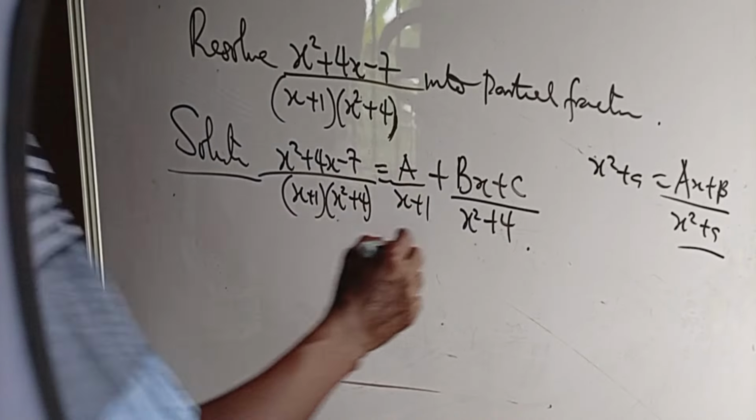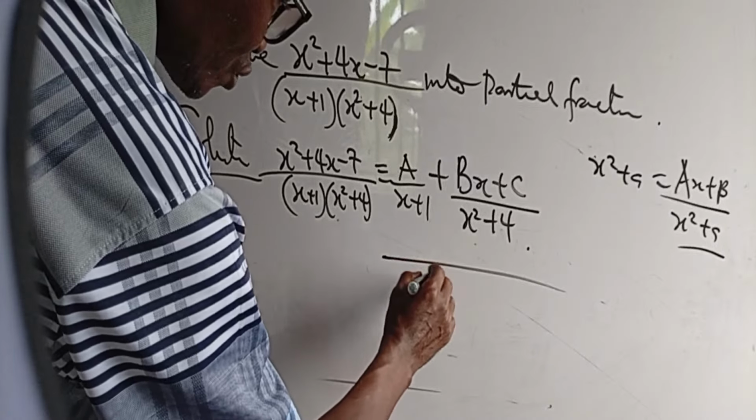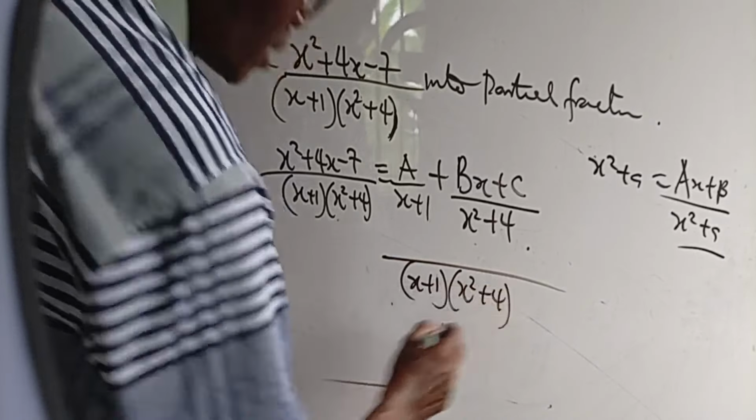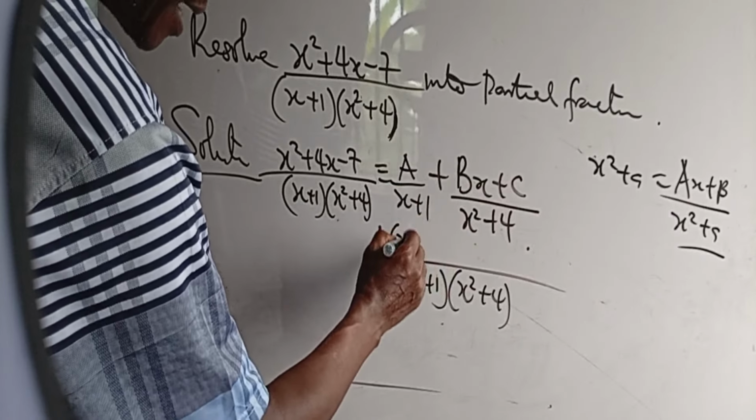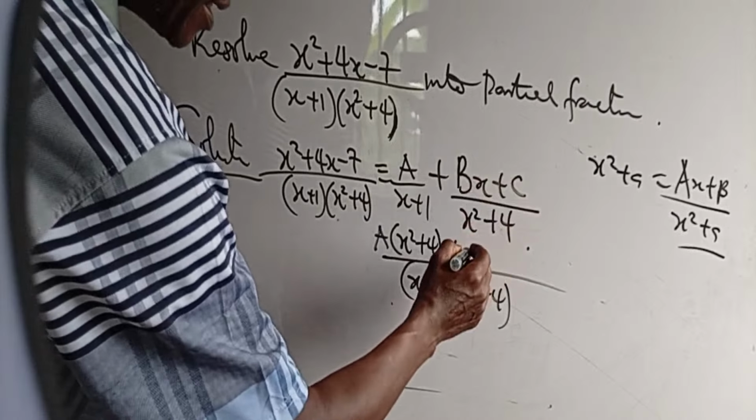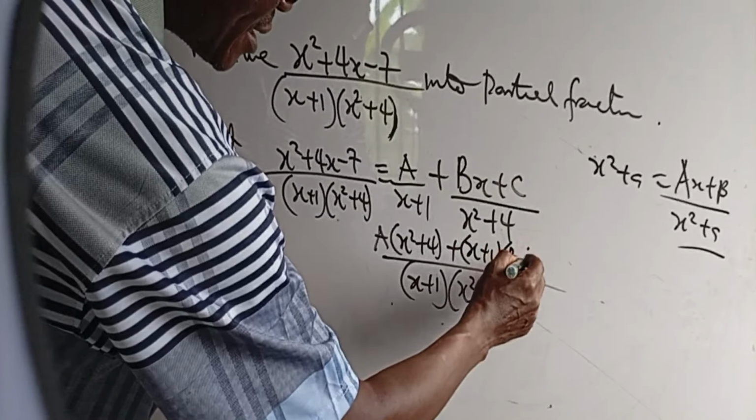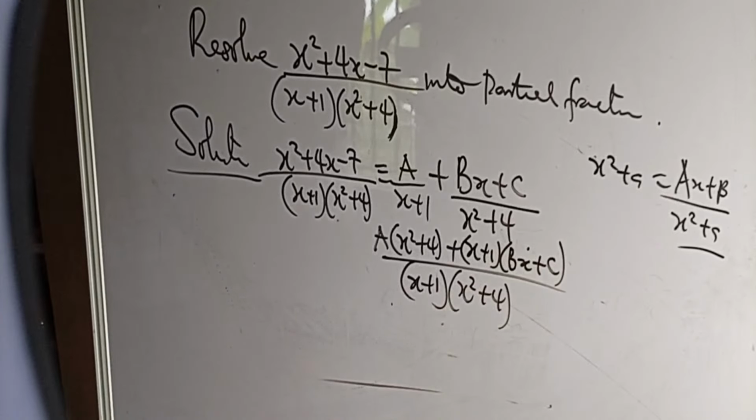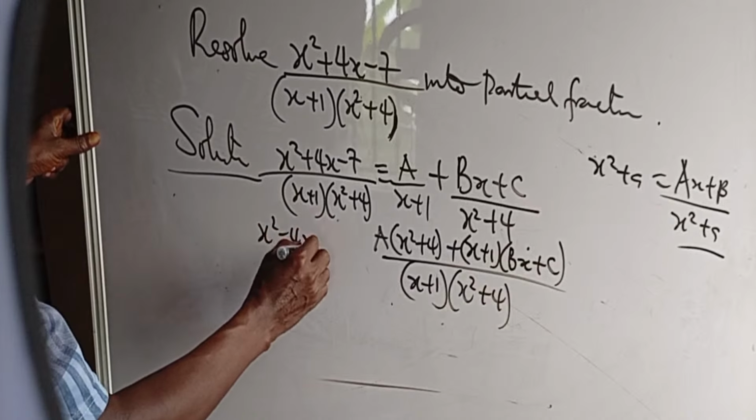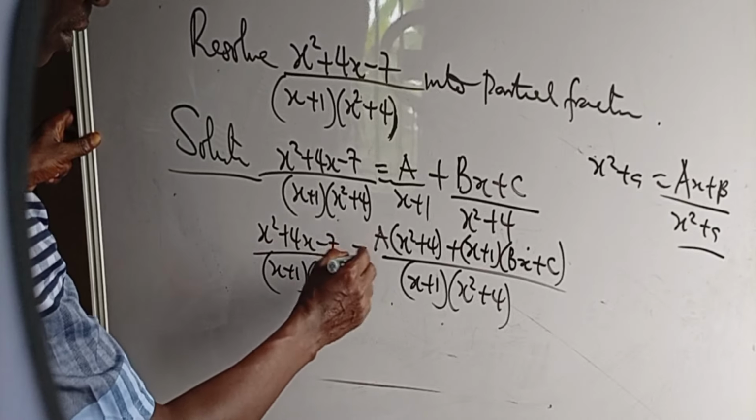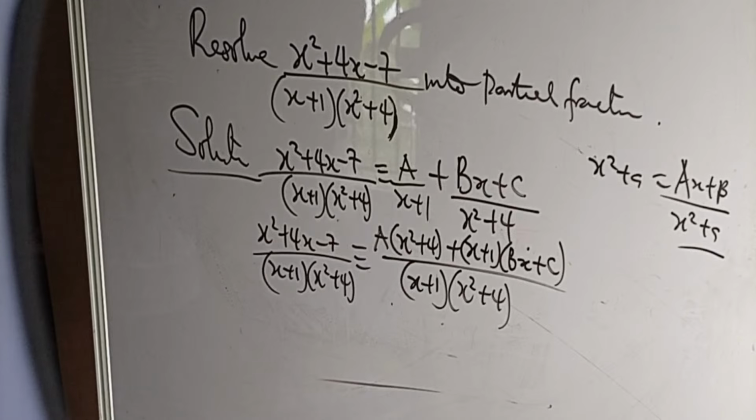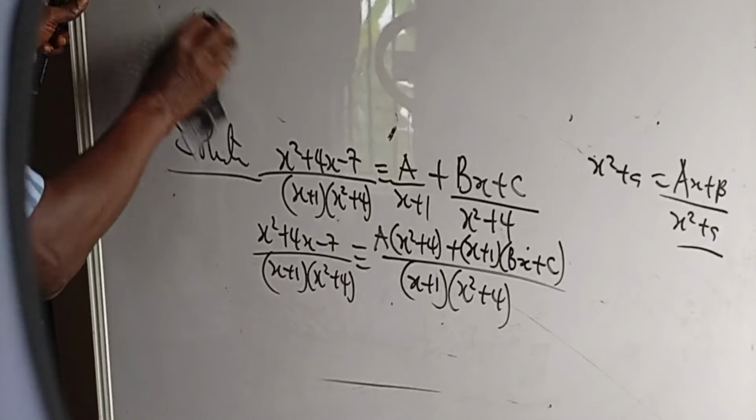Without wasting our time, let's find the LCM. The LCM is x plus 1 into bracket x squared plus 4. Like I told you, once you are multiplying them, just cross multiply to get your values out: a into x squared plus 4, plus x plus 1 into bx plus c. So the original expression equals this over x plus 1 into x squared plus 4. Now we ignore the denominator and make use of the numerator.